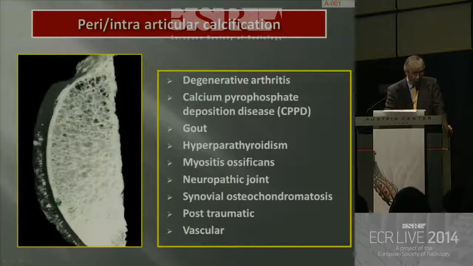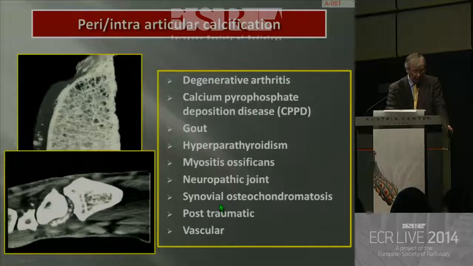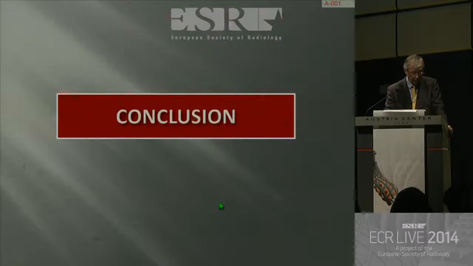Peri-articular calcification, you can see, and this is common in degenerative arthritis, particularly in calcium pyrophosphate disease, and also seen, as we've seen, in gout and hyperparathyroidism and a number of other lesions. And there's the calcification well seen.